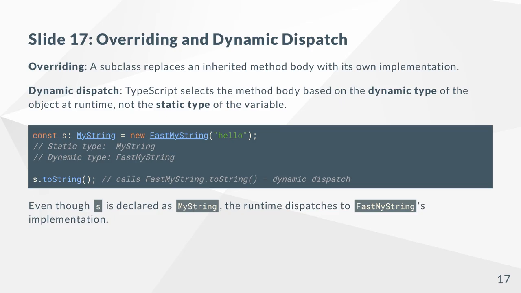Two terms are easy to confuse: overriding and dynamic dispatch. Overriding is when a subclass replaces an inherited method body with its own implementation. Dynamic dispatch is when, at runtime, TypeScript selects which method body to call based on the dynamic type of the object, not the static type of the variable. In this example, s is declared as MyString, but it actually holds a FastMyString. Calling s.toString dispatches to FastMyString's toString, not to some default. Dynamic dispatch is the mechanism that makes polymorphism work.